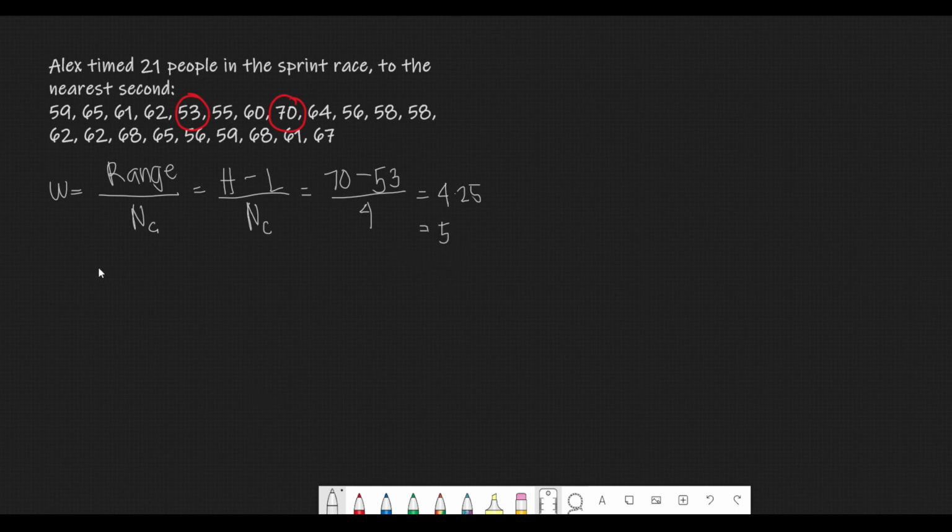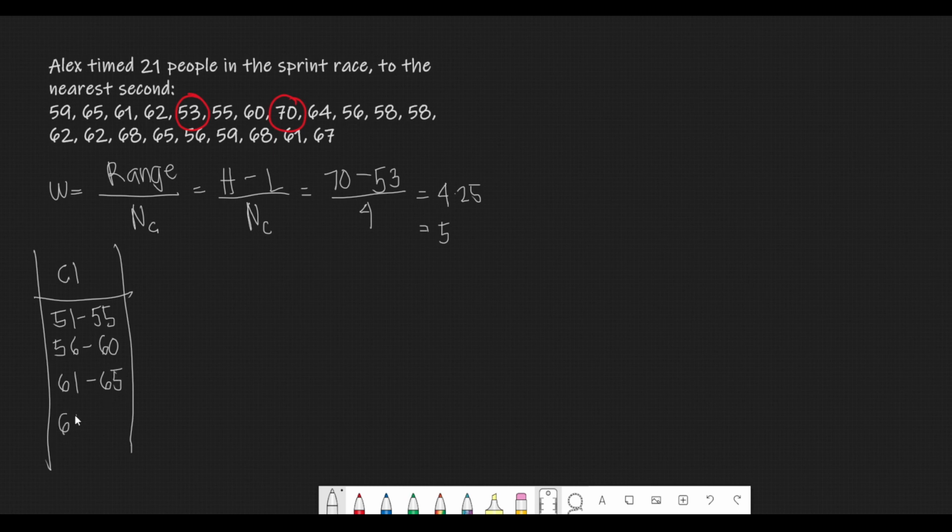So it means that when he creates his frequency table, so we have here class interval, his class interval should start from, let's say, 51 to 55. So 51 to 55 has a width of 5. So the next tier would be 56 up to 60. This should be 61 going to 65 and 66 to 70. Okay, so the next thing here is to place the frequency for each interval.